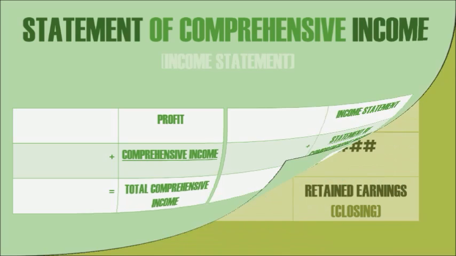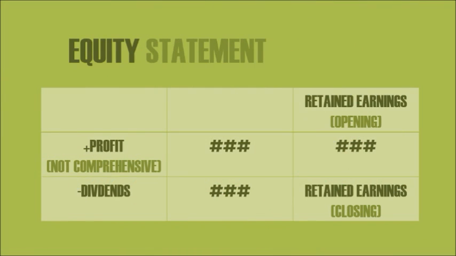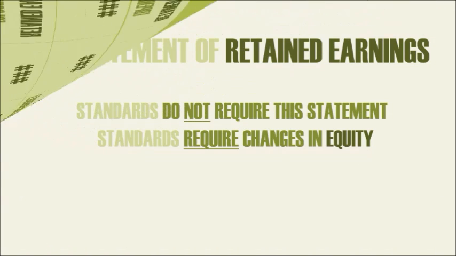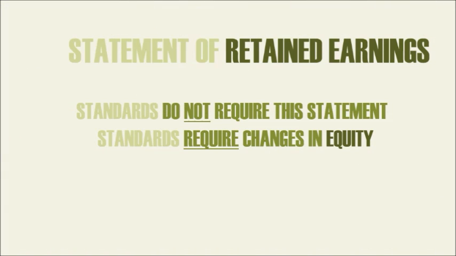Next you have the statement of equity. This is where your profit gets added to. Note that retained earnings only gets profit and not comprehensive income. Retained earnings is also where dividends become subtracted out of. The statement of retained earnings.